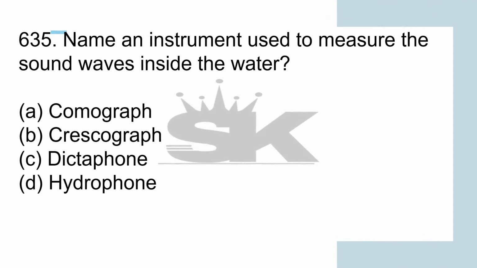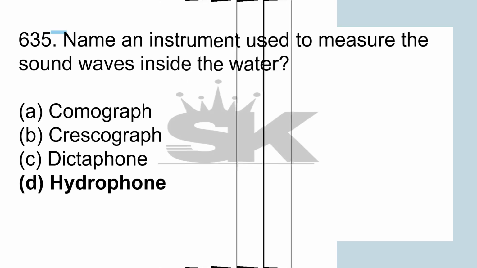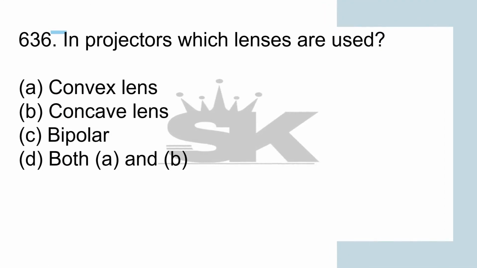Name an instrument used to measure the sound wave inside the water. That is hydrophone. In projectors, which lenses are used? That is convex lens. Convex lens is used in projectors to get magnified image as shown in the theaters. Convex lens is placed in front of object such that object is between focus and two times the focus.